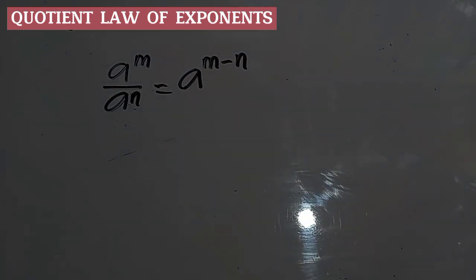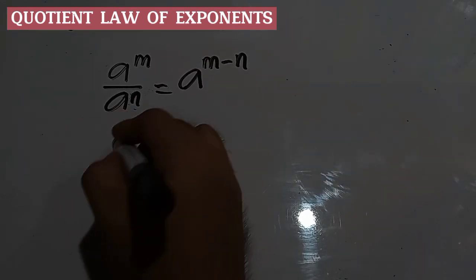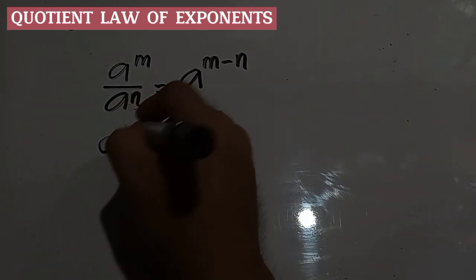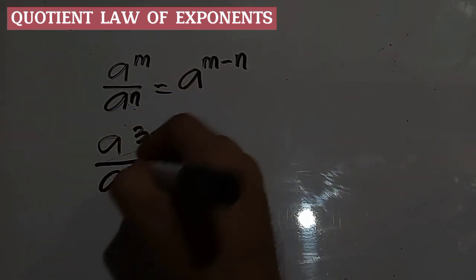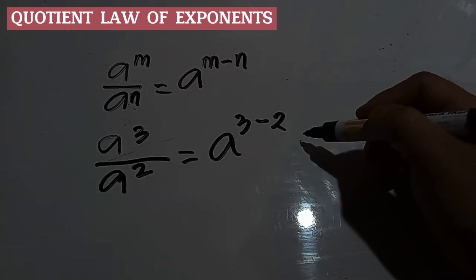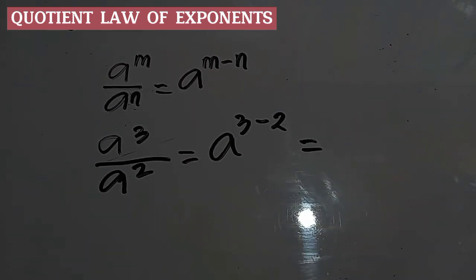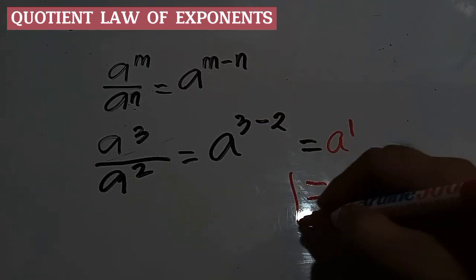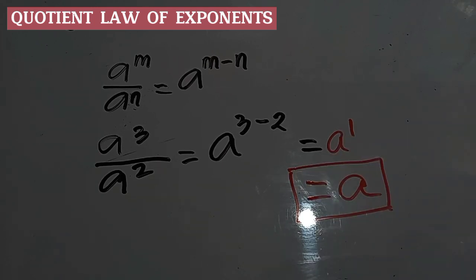If ang ating m is greater than sa n, mas malaki ang ating m kaysa sa n. So, for example, tulad nito. Meron tayong a cube over a squared. So, kopyahin natin yung base, saka i-subtract natin yung exponents. Copy yung base, subtract 3 minus 2, that is 1 or a. So, ang ating answer is a. Nakuha.